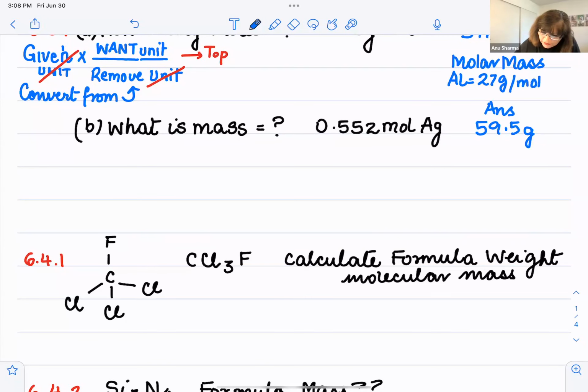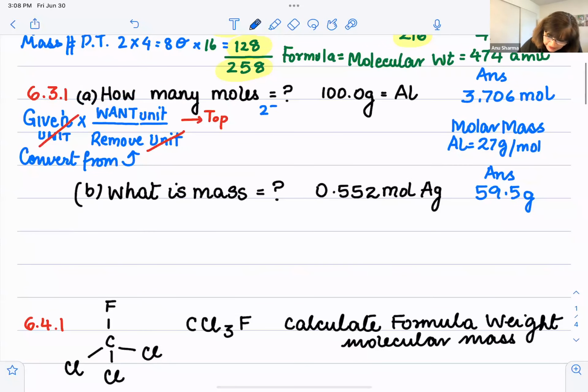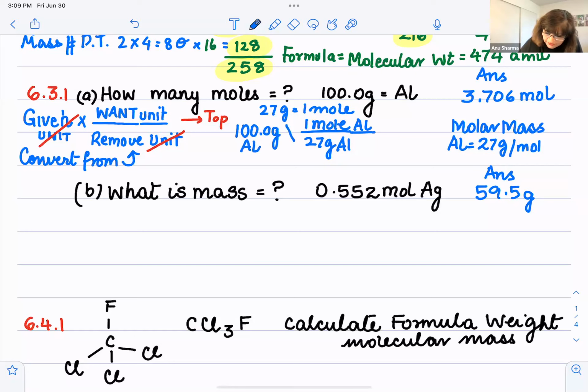Okay, now what is the meaning of this? This means 27 grams is equal to 1 mole, or 1 mole over 27 grams, because we need to convert to moles, so moles is on the top. This is the conversion factor, with 27 grams at the bottom, of aluminum. So always write down of what, element or species. And you write down your given, 100.0 grams of aluminum, times 1 mole over 27 grams.